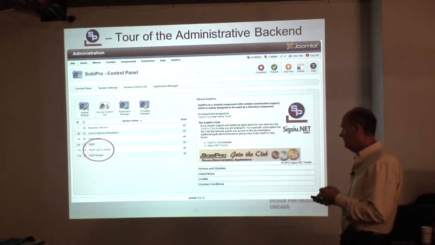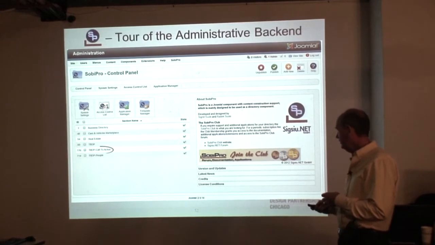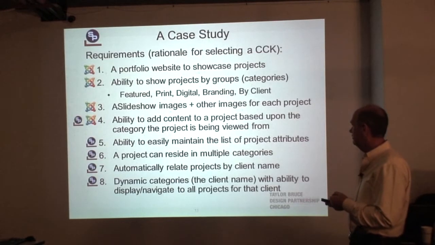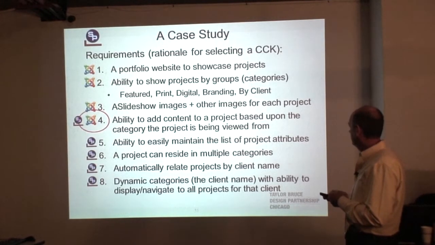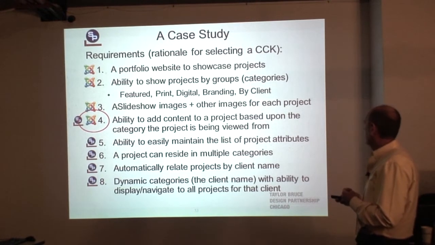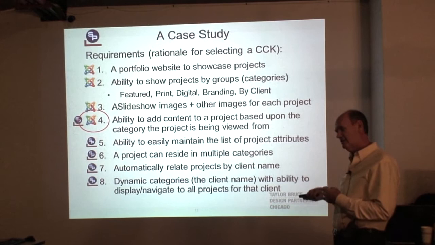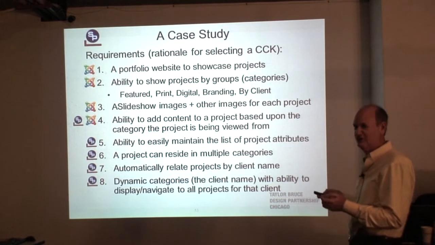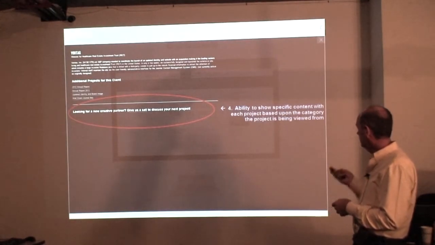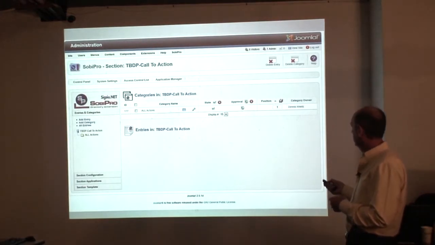And I'm not going to get into this, but this is the staff with our pictures and the bios and stuff like that. So let's take the simplest one, and I'll show you what another form looks like in the back end, the call to action form. This fulfills the requirement to have the ability to add content to a project based upon the category the project is being viewed from. So the call to action, remember, is that piece of marketing information for each of the categories. And there it is: looking for a new creative partner, give us a call, and that's the requirement that it fulfills.